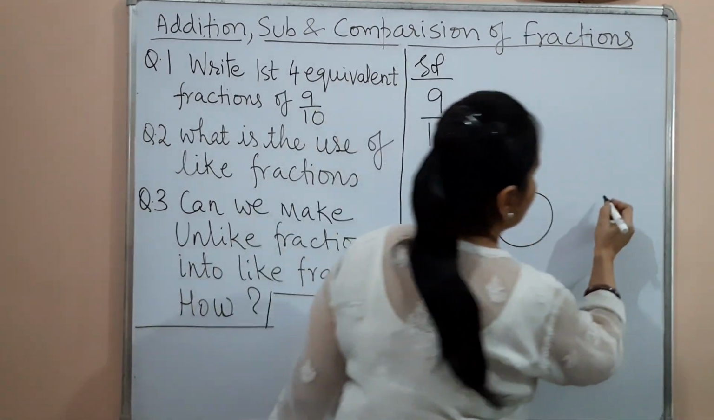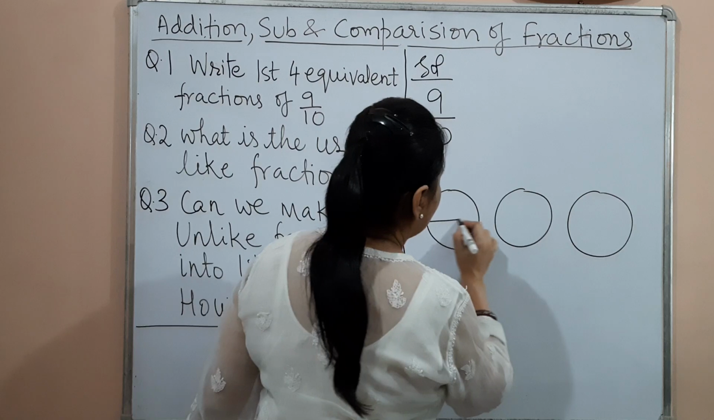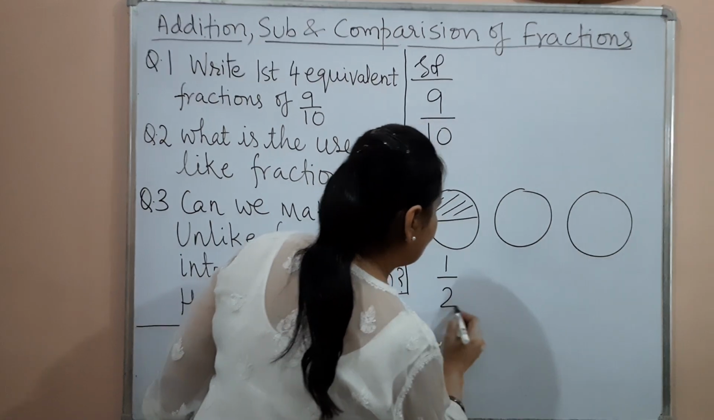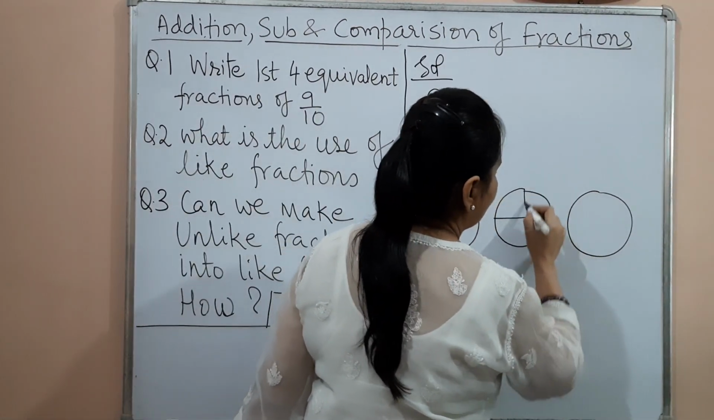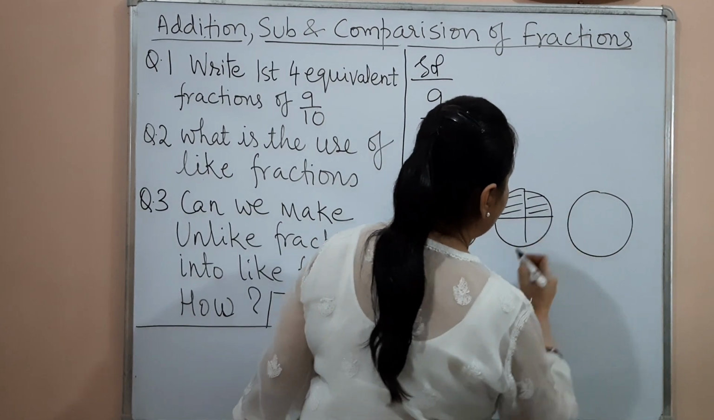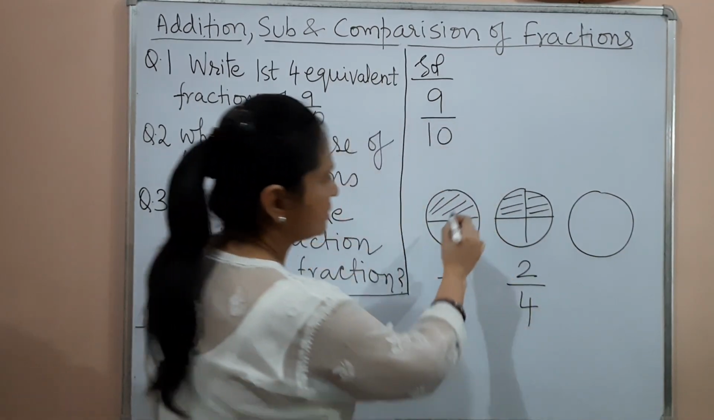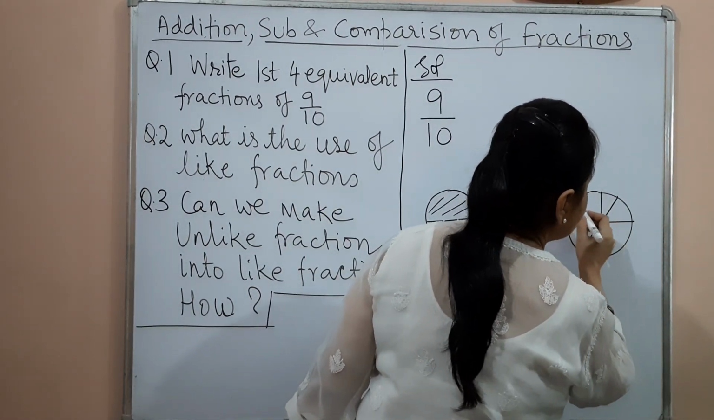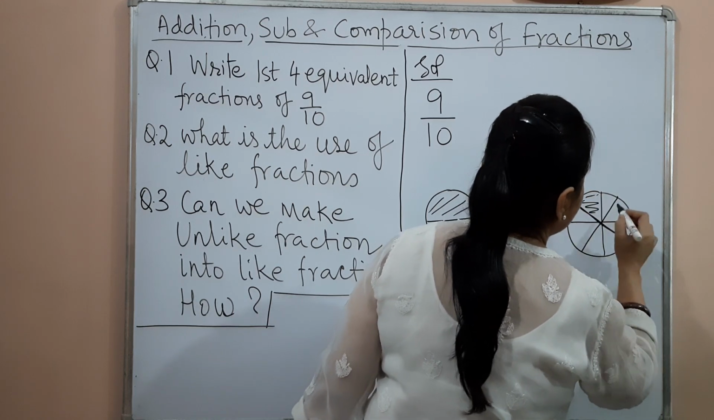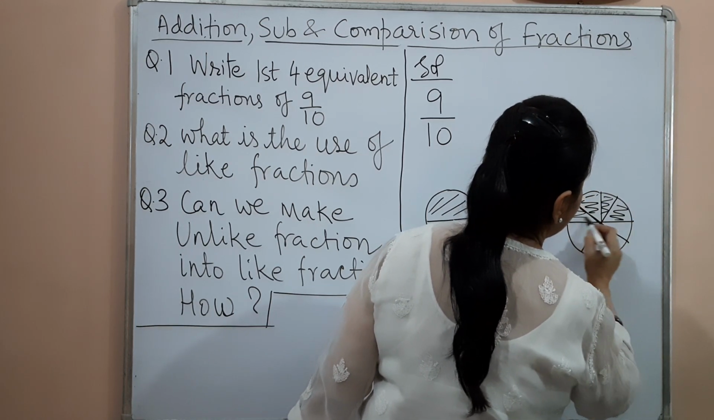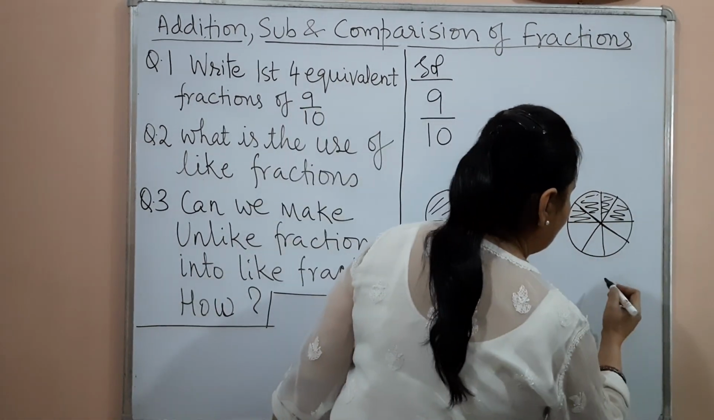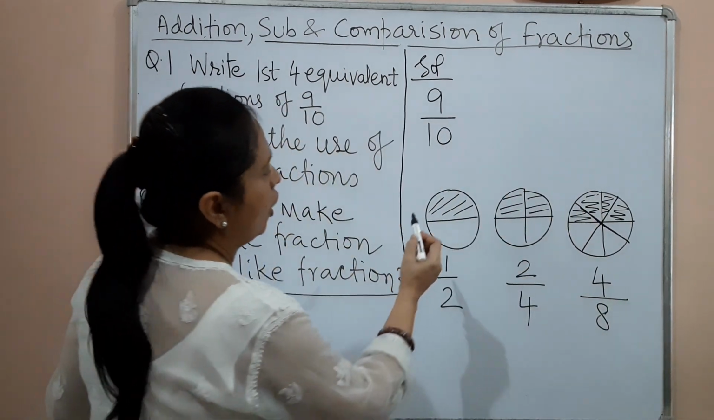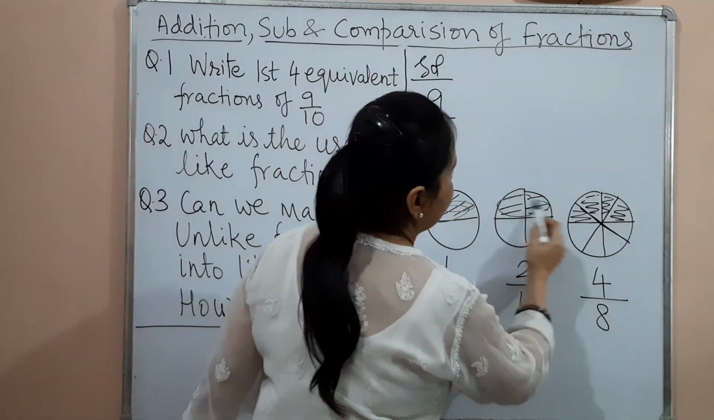Suppose we have these three cakes. If I divide the cake into two halves and take this, obviously I am going to get 1 upon 2. If I divide the cake into 4 parts and take 2 parts out of that, then 2 out of 4 is taken. Instead of 4 pieces, if I divide it into 8 pieces and take this piece, this one and this one, then how much did I get? I got 4 out of 8, and you can see in all the cases this portion is the same.